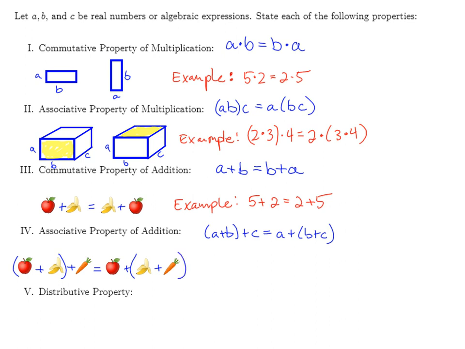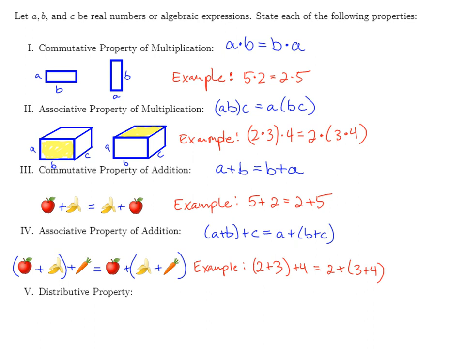Looking at a quick numerical example, I'm going to take the numbers 2, 3, and 4. If I take 2 plus 3, and then I add 4, that will be identical to taking 2 and then adding the grouped sum of 3 and 4. Looking at the left side, 2 plus 3 is obviously 5, adding 4 gives me 9. And looking at the right side, 2 plus that grouped sum of 3 and 4, which is 7, is also going to give me 9.